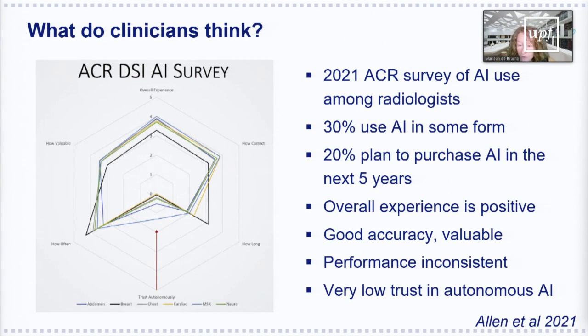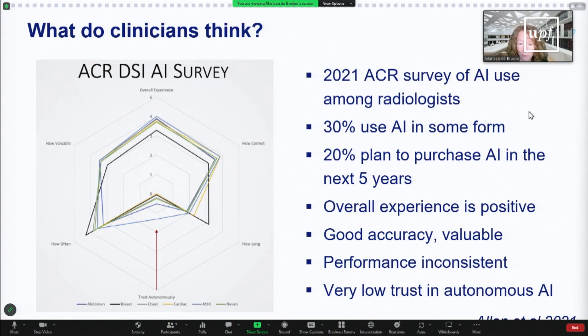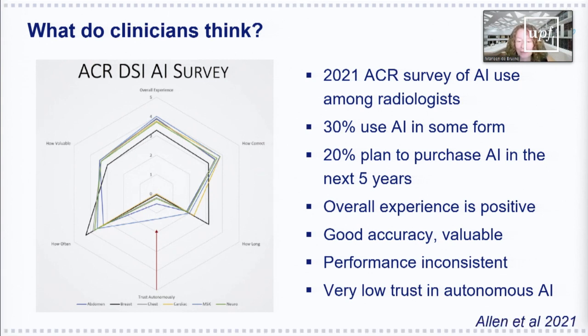At that time, 30% of respondents used AI in some form already. 20% plan to purchase a tool and start using AI in the next few years. And there may be a response bias here. I would have expected these numbers to be a little lower. I'm not sure about that, but still, I was quite happy to see these results. Overall experience was positive. The accuracy of the AI systems was found to be good and the tools were useful.